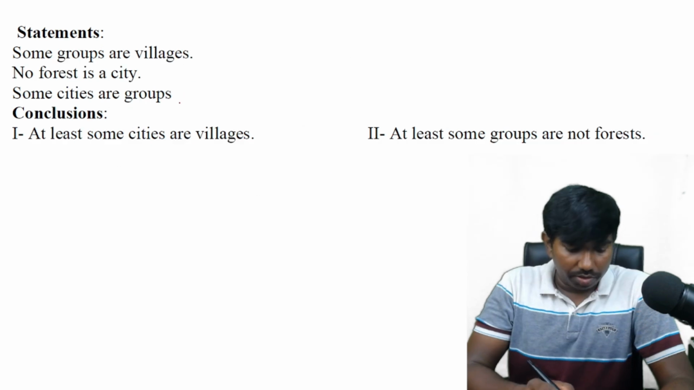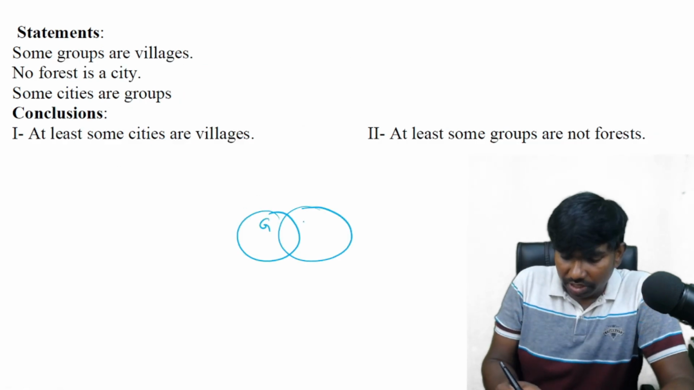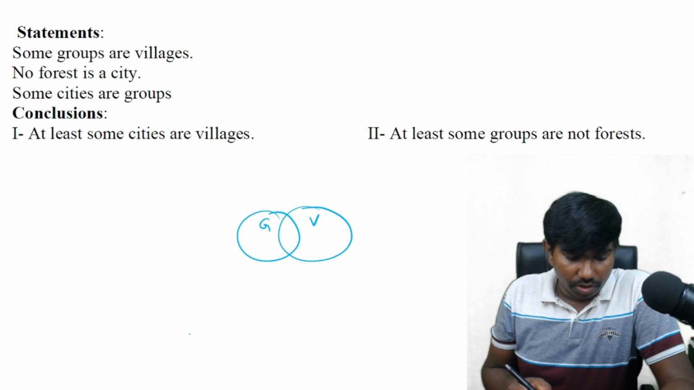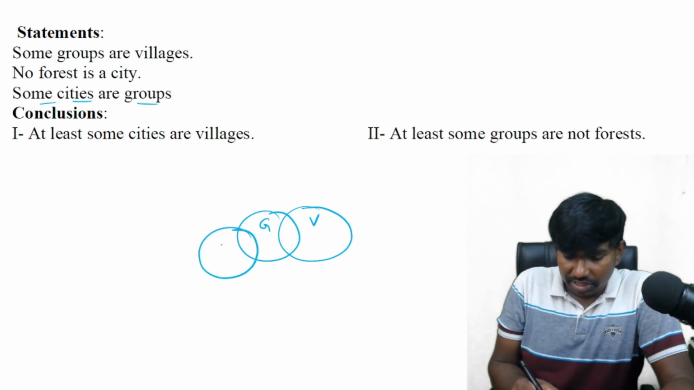Option D. Next one. Some groups are villages. Let me draw the diagram. Some groups are villages. Next, no forest is a city. We cannot draw this one because the existing words are not available. Going to the next statement, some cities are groups.